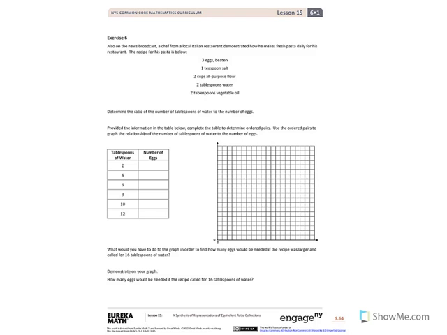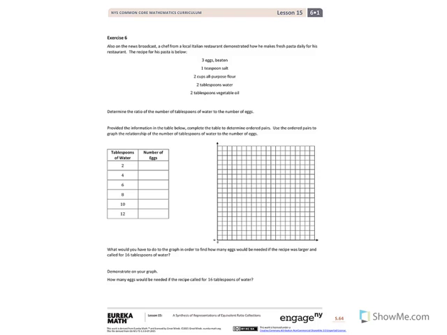Okay, this is exercise 6. It says, also on the news broadcast, a chef from the local Italian restaurant demonstrated how he makes fresh pasta daily for his restaurant. The recipe for his pasta is below. 3 eggs beaten, 1 teaspoon of salt, 2 cups of all-purpose flour, 2 tablespoons of water, and 1 tablespoon of vegetable oil. Determine the ratio of the number of tablespoons of water to the number of eggs.